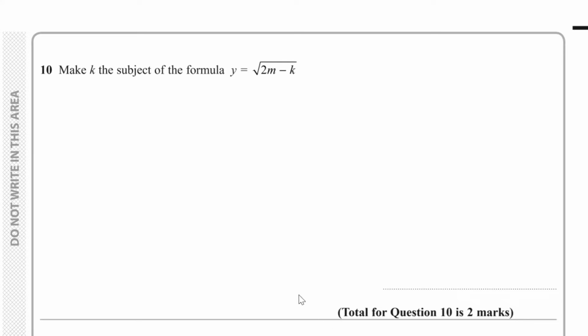Question number 10, we have to make k the subject of the formula y equals the square root of 2m minus k. So first thing we need to do is get rid of this square root, and the way we can do that is by squaring both sides. So we have y squared equals 2m minus k, and we want to get k by itself, so we can add k to both sides first of all. So we have y squared plus k equals 2m, and if I subtract y squared from both sides, you can see here k is equal to 2m minus y squared.